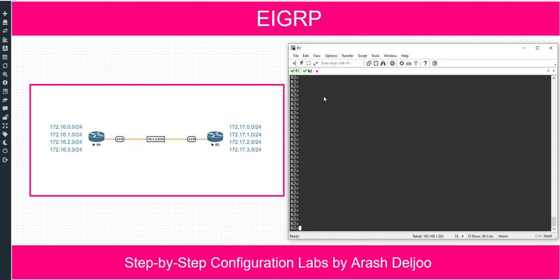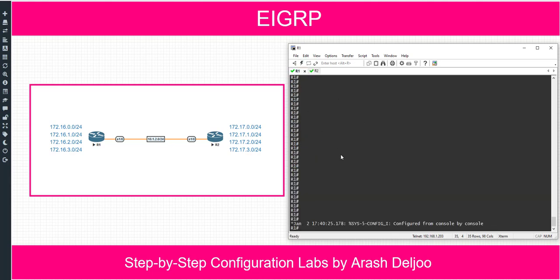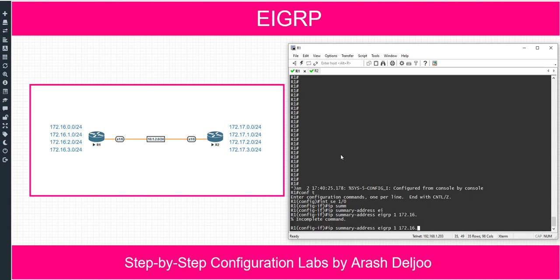In router 2, show ip route shows us that from EIGRP we learned these four networks. Now in router 1, I want to summarize these four networks. Interface serial 1/0, ip summary-address eigrp 1, 172.16.0.0, and then 255.255.252.0. It means /22. That's it.